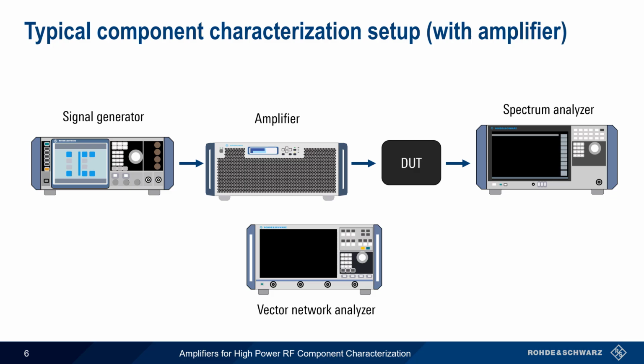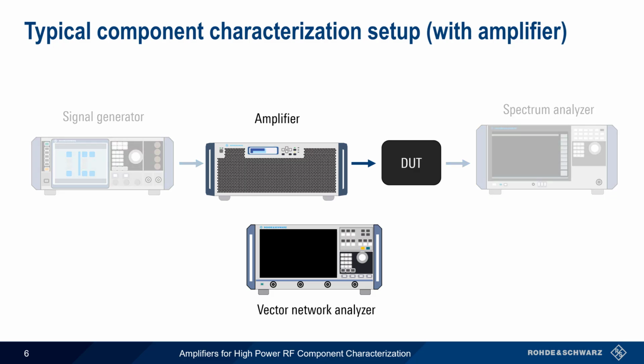Alternatively, a vector network analyzer, or VNA, can also be used instead of the signal generator and spectrum analyzer, since VNAs have the ability to both generate signals and measure signals, although they often can only do this for very basic, single-tone, unmodulated signals.